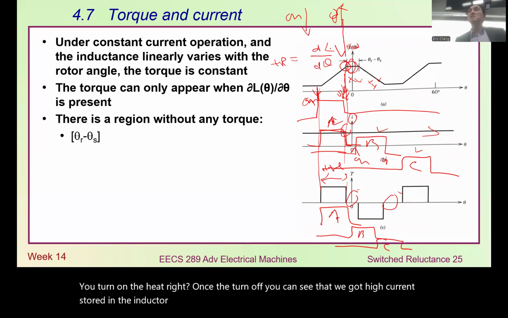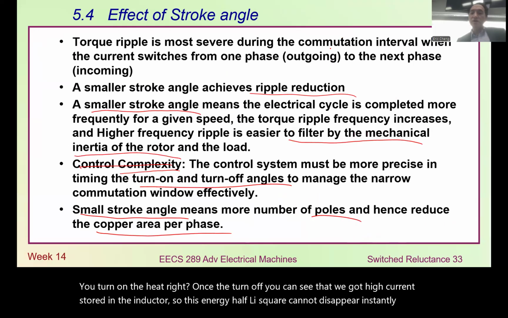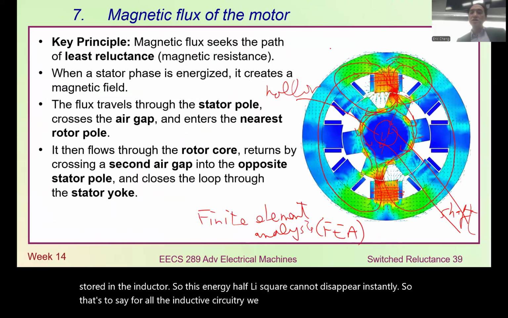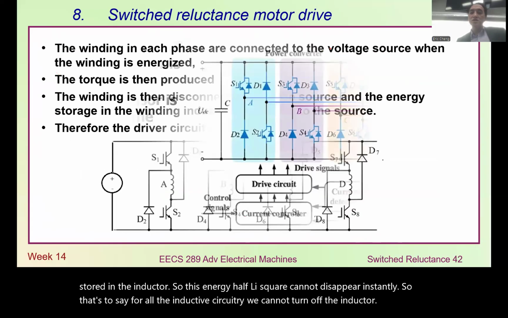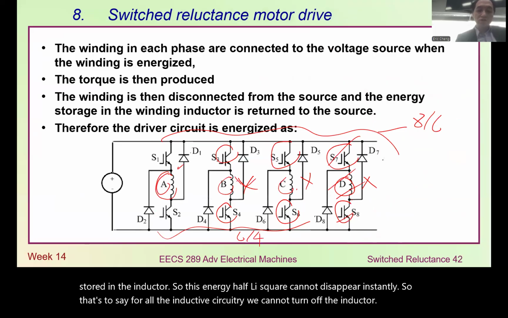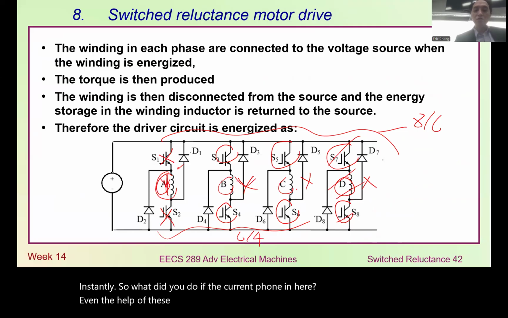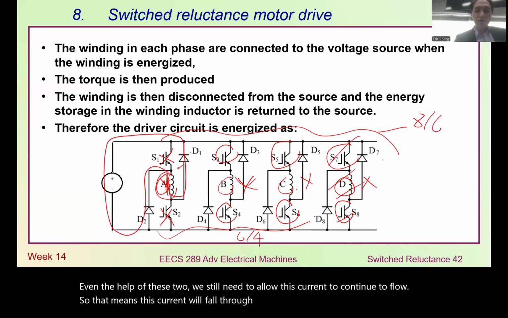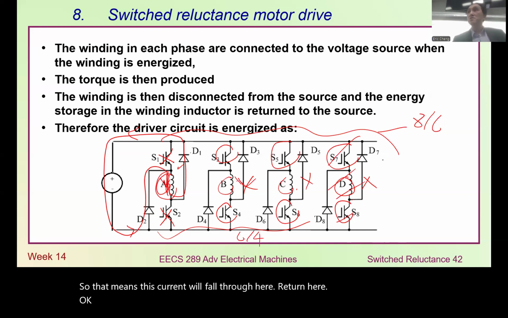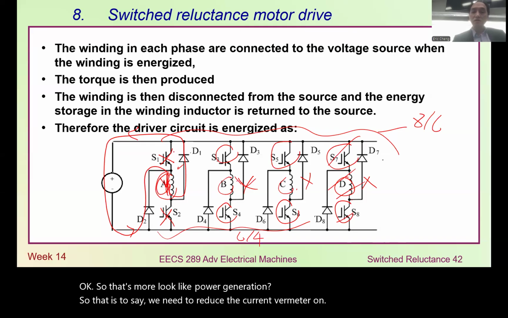So this energy, half L i squared, cannot disappear instantly. That's to say for all inductive circuitry, we cannot turn off the inductor instantly. So what we need to do, if the current flows in here, even though we turn off these two, we still need to allow this current to continue to flow. So this current will flow through here and return here. Okay? So that looks more like power regeneration. So we need to reduce the current when we turn on, usually in this path, right? Turn on in this path.